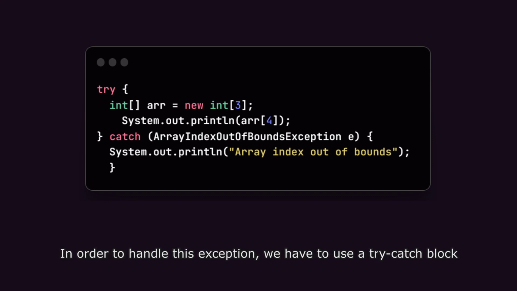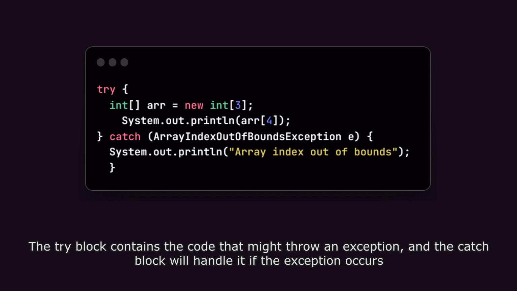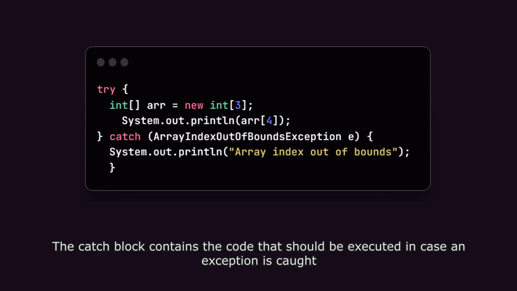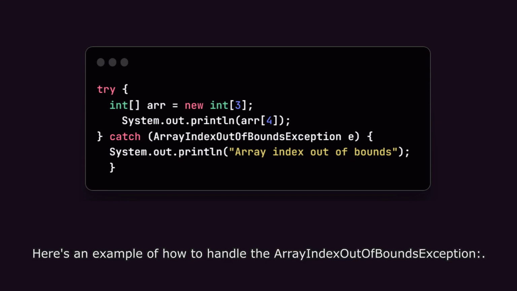In order to handle this exception, we have to use a try-catch block. The try block contains the code that might throw an exception, and the catch block will handle it if the exception occurs. The catch block contains the code that should be executed in case an exception is caught. Here's an example of how to handle the array index out of bounds exception.